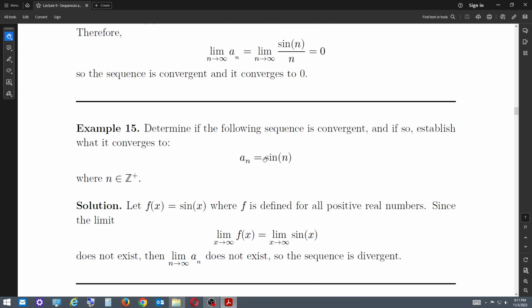Alright, now sine of n, if an is sine of n, remember the limit as x goes to infinity through positive real numbers. This limit of sine of x is undefined. It doesn't exist. Right? So therefore the limit of an doesn't exist, so the sequence is divergent. Now divergent doesn't always mean it goes to infinity. Divergent just means it doesn't converge. Right? So in this case, it doesn't go to infinity, but it's still divergent because it doesn't converge to a value.